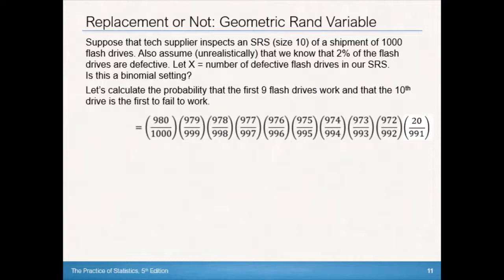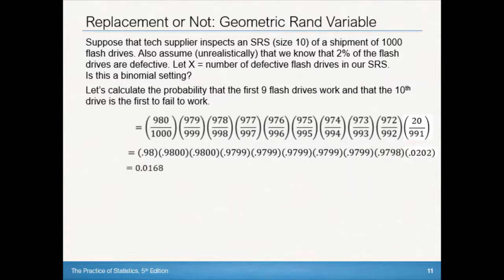So 980 out of 1,000, and then you notice that I'm not replacing it. I tested that one, it works. Now let's go to the next one. I randomly sample one, and there's 979 left. And so as a result, the probabilities are changing a little bit. If we looked at the decimals, they're not changing that much. The last one, of course, is the probability that the last one fails. And so we get this kind of a value.